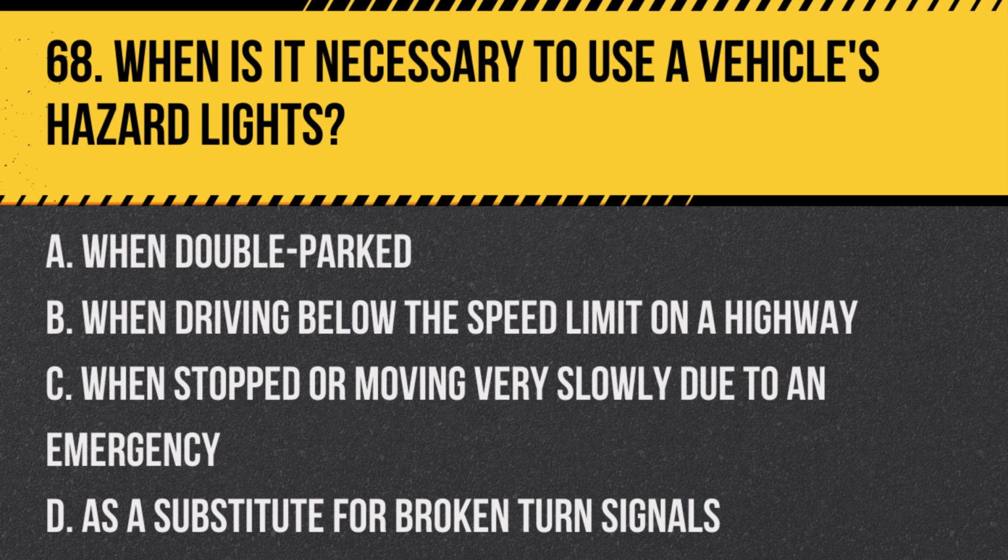Question 68. When is it necessary to use a vehicle's hazard lights? A. When double parked. B. When driving below the speed limit on a highway. C. When stopped or moving very slowly due to an emergency. D. As a substitute for broken turn signals. Answer: C. When stopped or moving very slowly due to an emergency. Hazard lights signal to others that your vehicle is a temporary hazard.